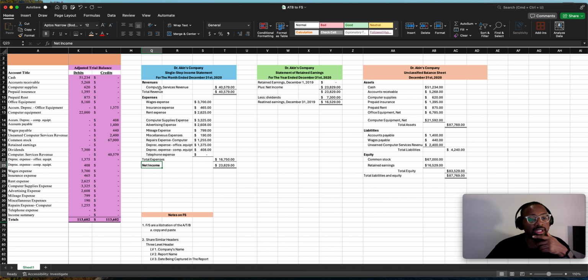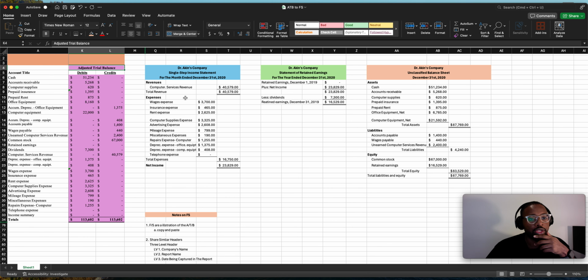So we're quite literally just pulling the accounts and the amounts from the adjusted trial balance, right? For the revenues, as you can see, there's only one revenue account in the adjusted trial balance. But then we have a lot of expenses. So our expenses are here. These are all of our expense accounts.